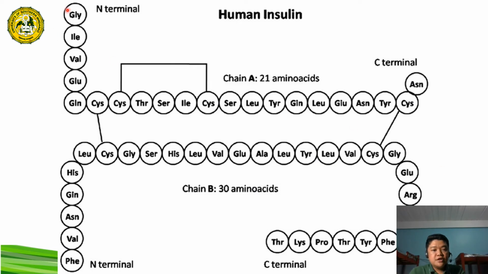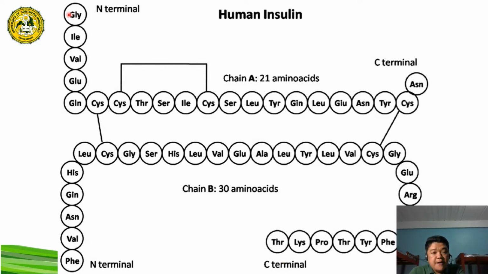So we have here the structure of the human insulin. This is considered to be the primary structure of the human insulin, and it was drafted by Harkness and Craig in the year 1952. So again, insulin is composed of two chains. The A chain here is composed of 21 amino acids, and the B chain here is composed of 30 amino acids.